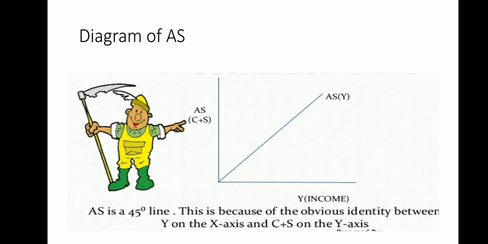Diagrammatically, if I want to show how you derive AS equals C plus S, AS is a 45-degree line. This is because of the obvious identity between AS and Y on the x-axis. Please understand, that is AS equals C plus S. That is why it will always come down to the 45-degree line.